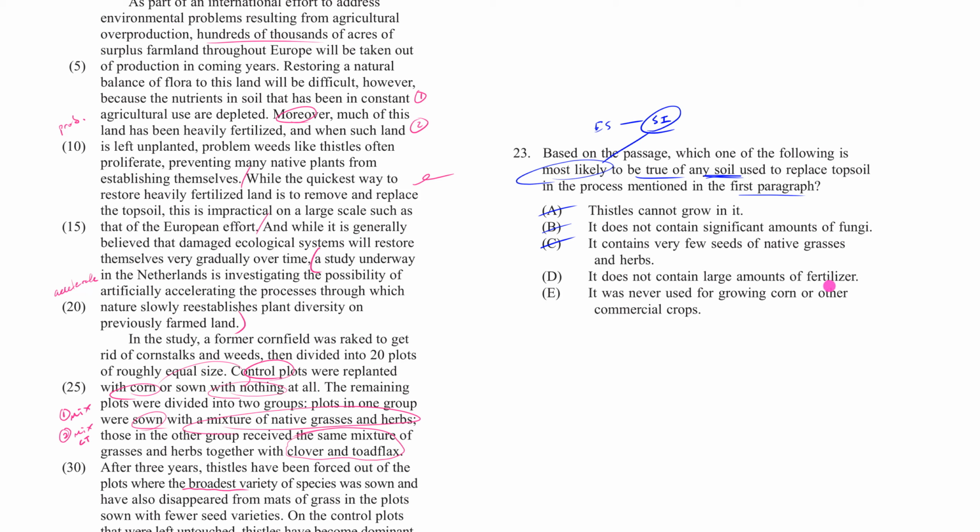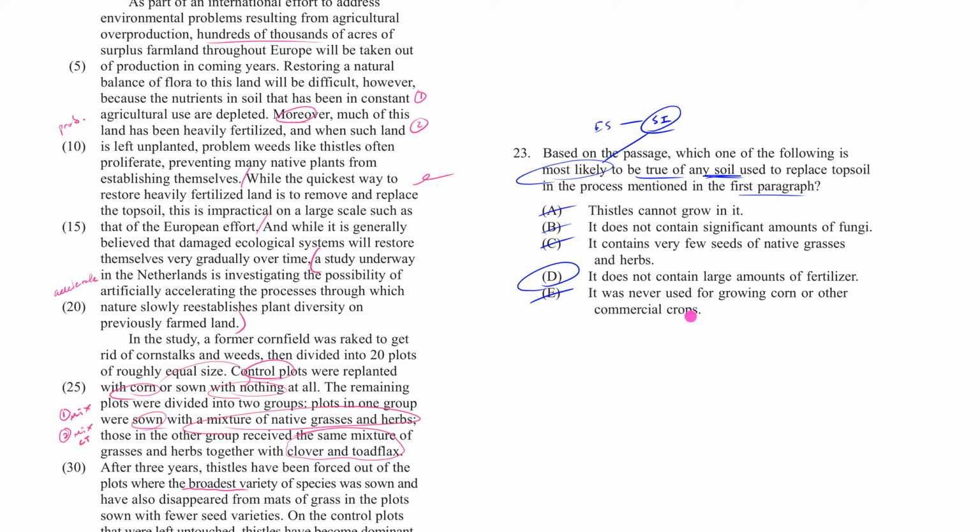It does not contain large amounts of fertilizer. Well, yeah, this is probably true. I mean, imagine if it did contain large amounts of fertilizer, then what are you doing? Why bother replacing? The whole point was this old soil was heavily fertilized. So if you're going to replace that, I presume the new soil isn't exactly the same. Otherwise, it seems totally pointless to remove and replace. So that's why D is supported by the information in the passage, right? That it doesn't contain large amounts of fertilizer. And E says it was never used for growing corn. I don't know if it was, right?